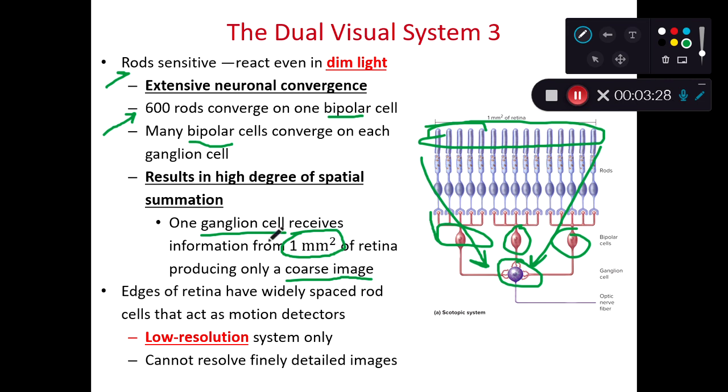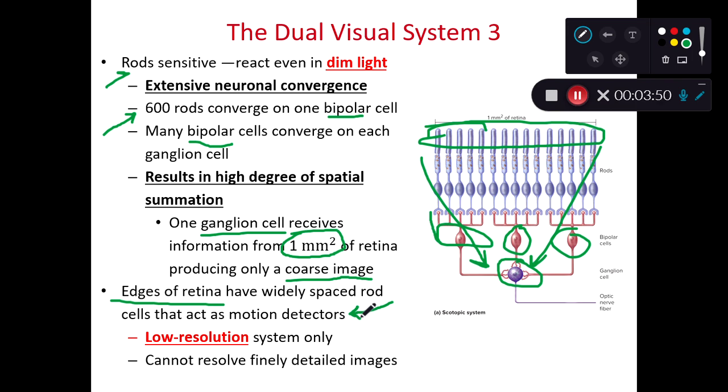The edges of our retina, aka our peripheral vision, have very widely spaced rod cells that also are going to act as motion detectors. What does this mean? This means that in our peripheral vision, we are going to be preferentially attracted to things that move.